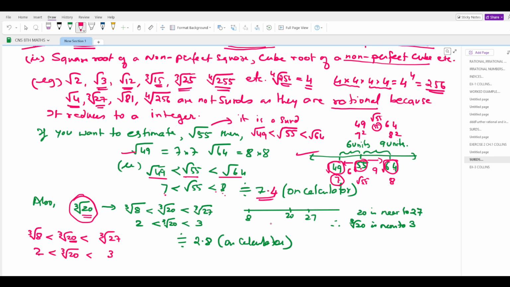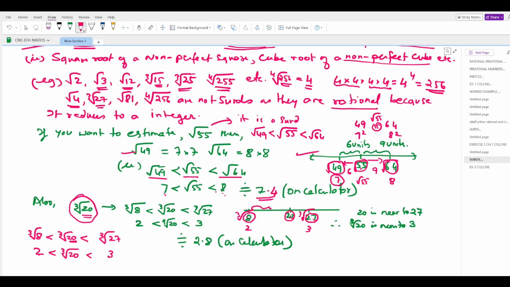So again go on the number line. See, this is the number line. So this is your cube root of 8 and this is your cube root of 27. This is 2 and this is 3. Okay. Now see the number inside the radical sign. This is 8, this is 20 and this is 27. Don't you feel that this 20 is closer to 27 and this 8 is further away from this 20?